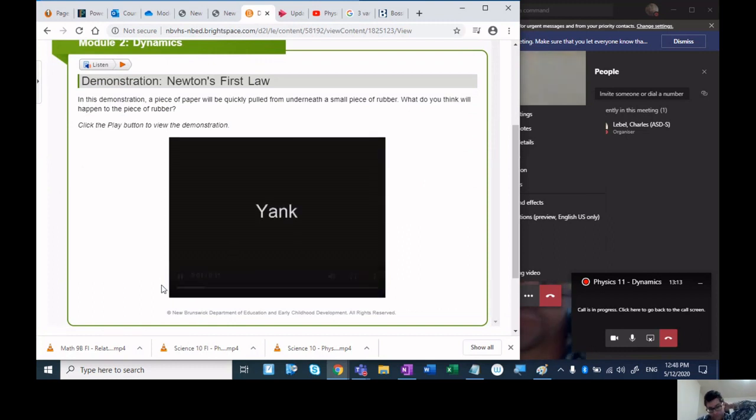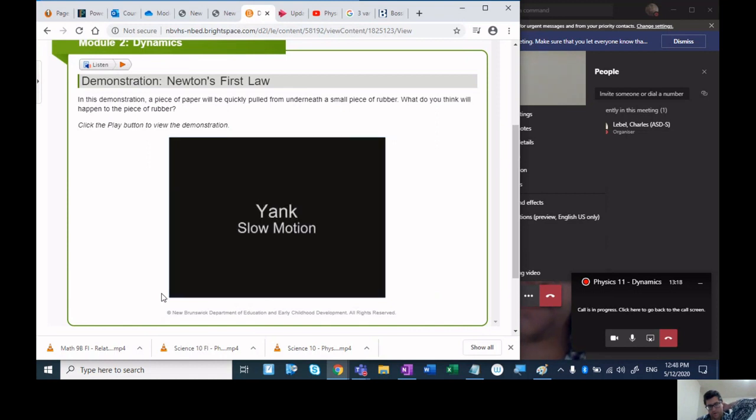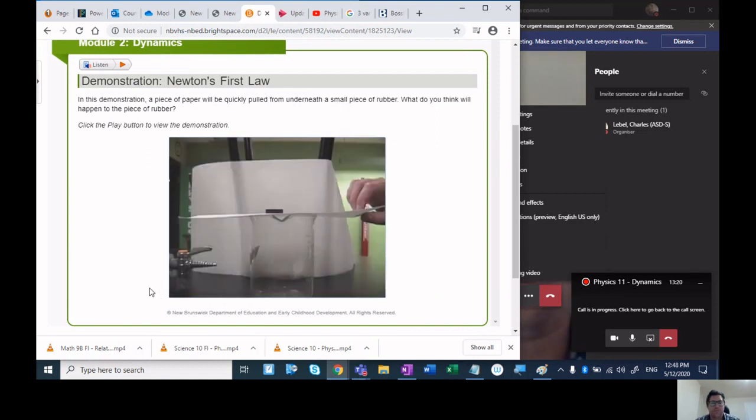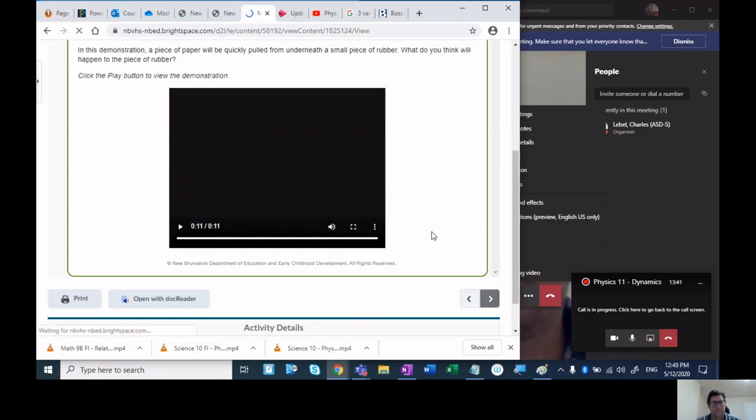Demonstration. A piece of paper will be quickly pulled. What do you think happens to the piece of rubber? So we pull the paper, rubber falls. Rubber kind of being pulled a little bit by that paper too. The faster you do it, the less it'll be pulled. So what happens? I don't know. You tell me.